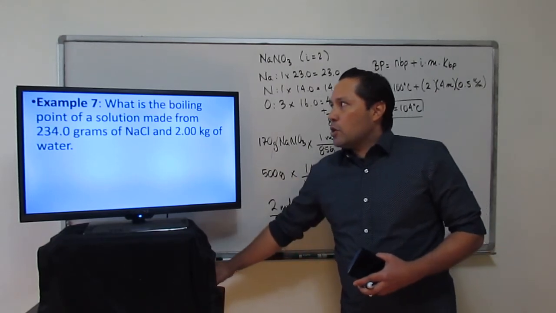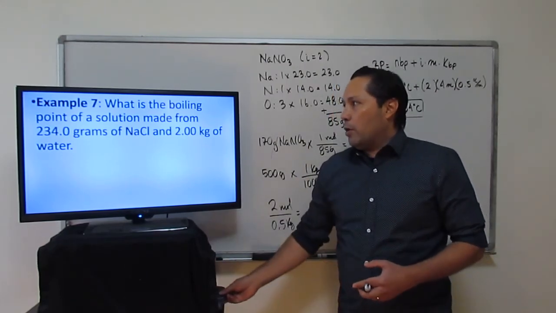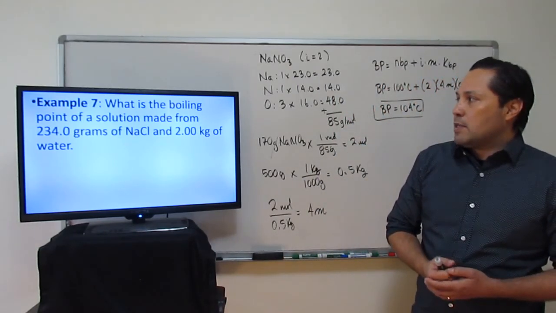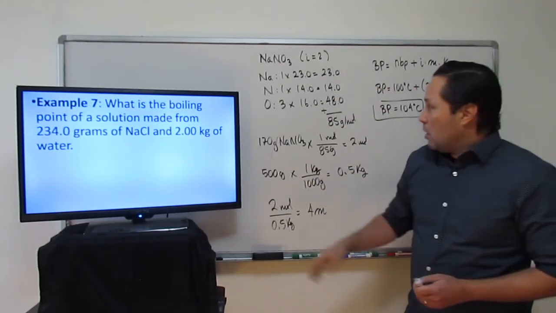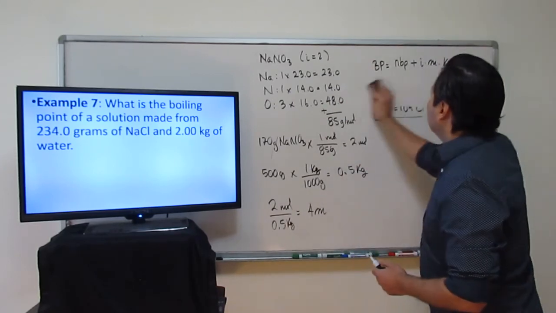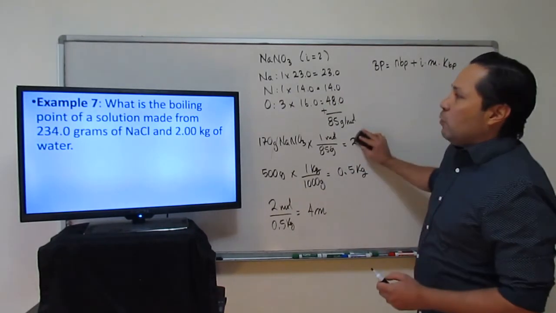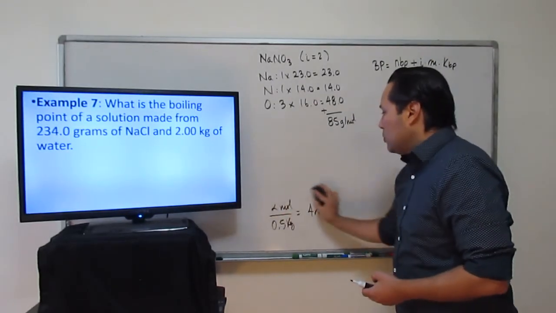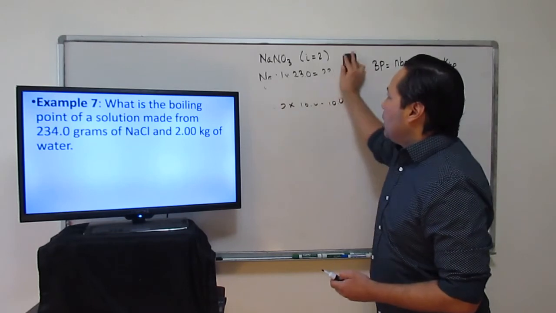In this one, they ask us, what is the boiling point of a solution made from 234 grams of NaCl, that's table salt, and 2 kilograms of water? All right, so very similar problem. And again, we're going to begin by figuring out those 234 grams. How many moles is that? So that'll be our very first step.